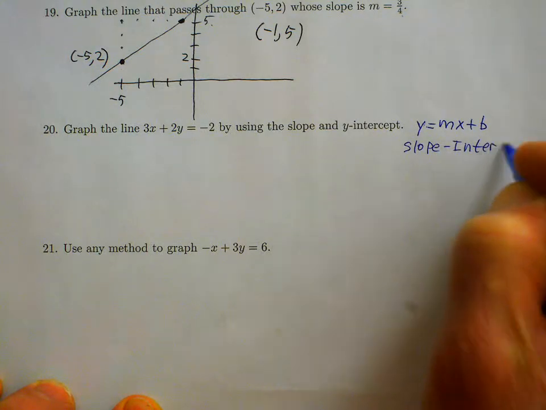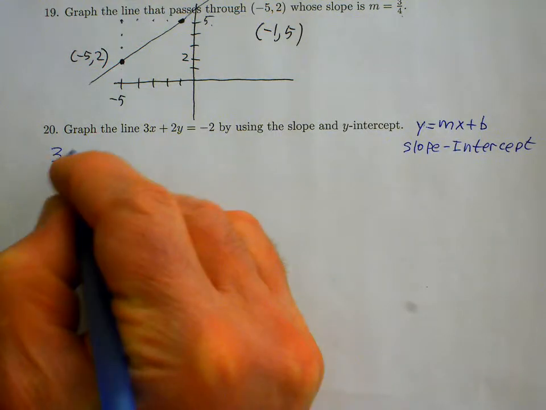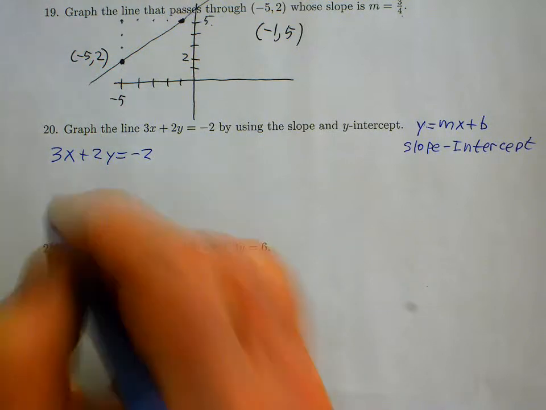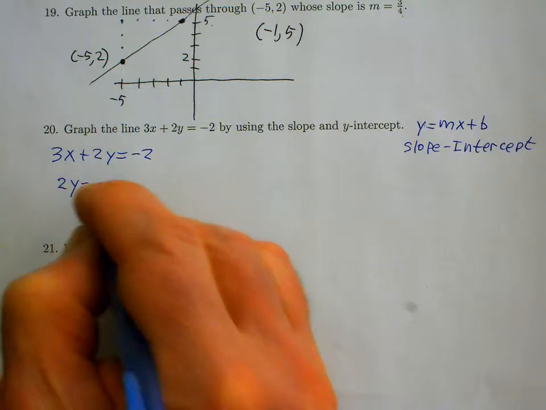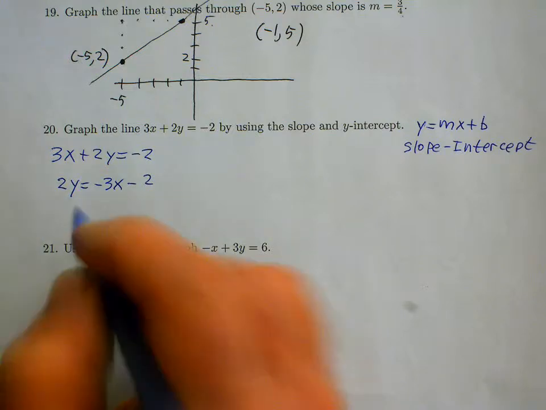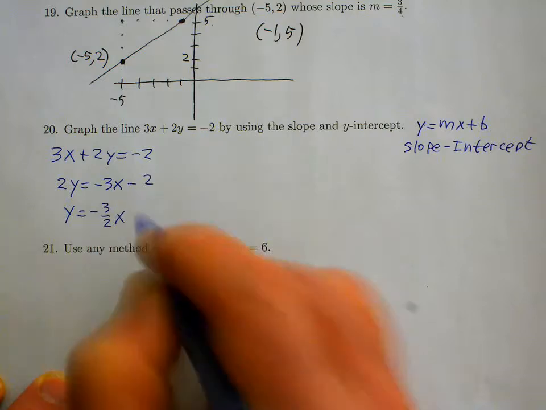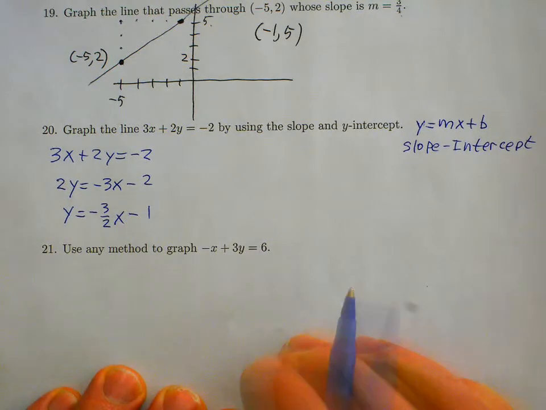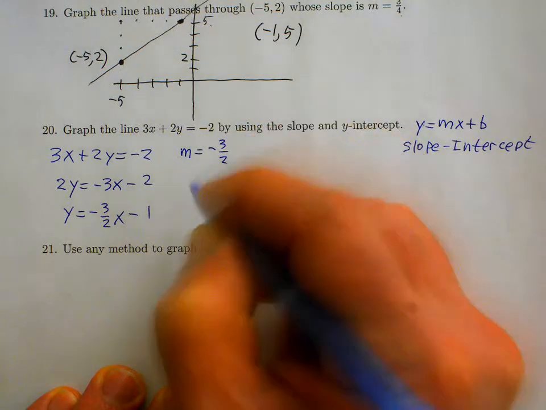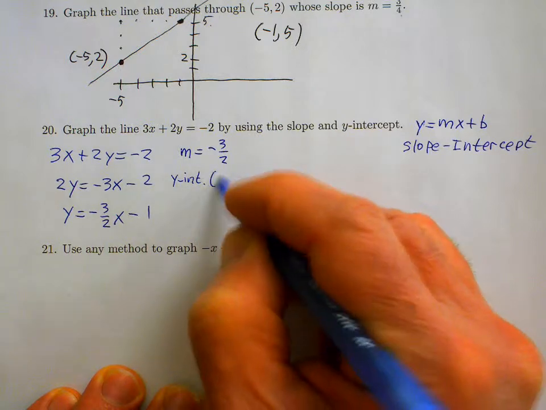So we'll solve this equation for y. I'll rewrite 3x + 2y = -2. Subtract 3x from both sides. We have 2y = -3x - 2. Then divide both sides by 2. We get y = -3/2 x - 1. So the slope of this line is -3/2, and the y-intercept is the ordered pair (0, -1).